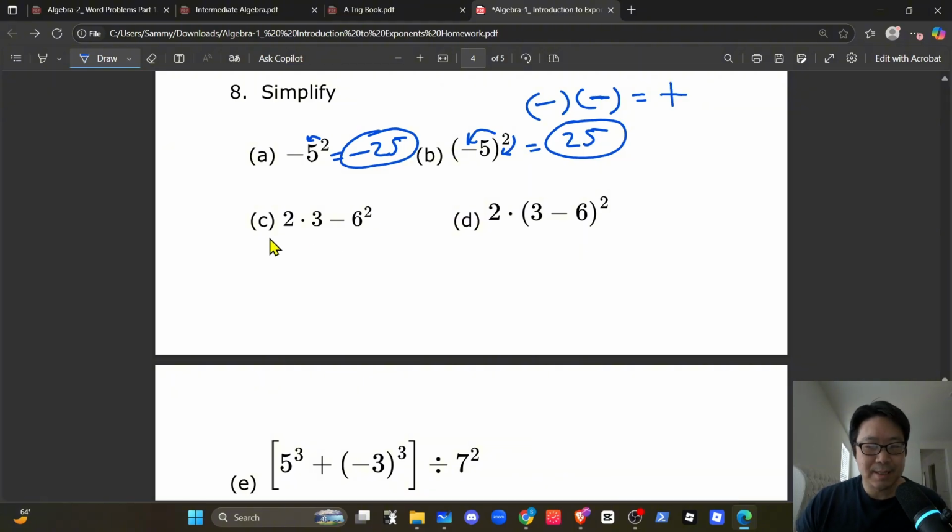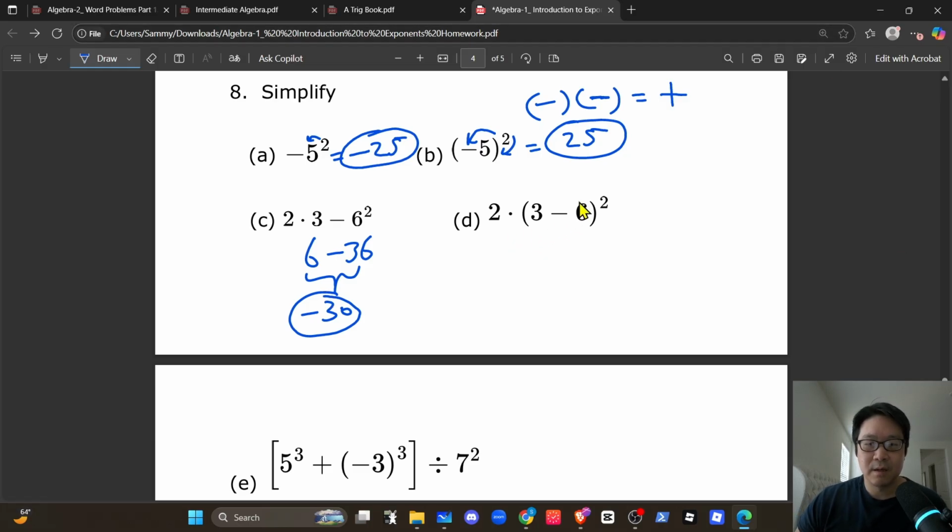Okay, so in C, another simple problem, but you only need to be aware of PEMDAS. So here you would do 6 squared, which is 36, and then 2 times 3, which is 6. 6 minus 36 is going to give you -30. Again, just be aware of PEMDAS here.